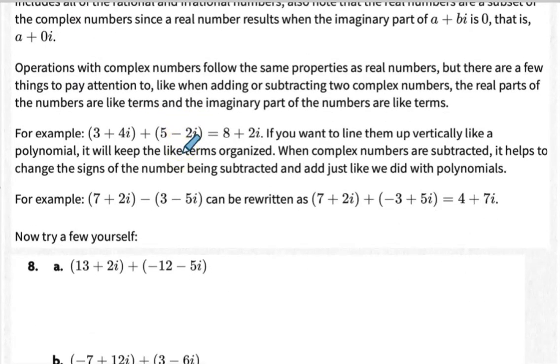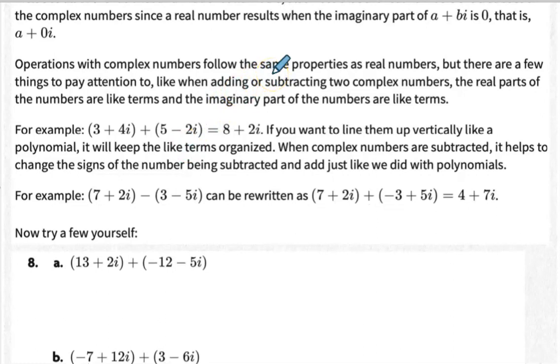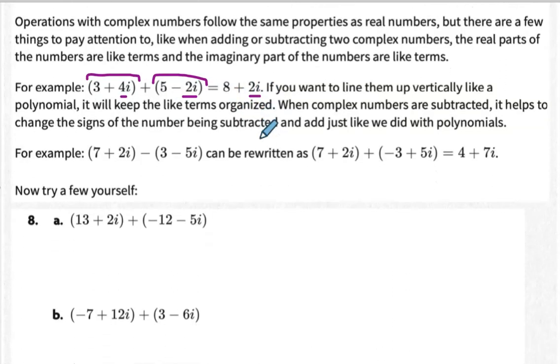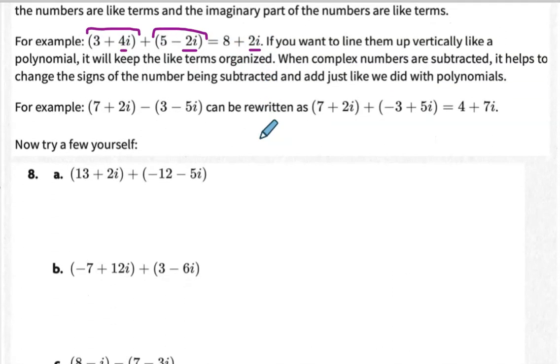Okay, operations with complex numbers follow the same properties. We really have to pay attention to the i's. So we're going to look at some examples with adding, subtracting, combining like terms, all that jazz. They give us an example, 3 plus 4i. So this is one imaginary number. 5 minus 2i, this is a second imaginary number. When I'm adding these, all I'm really doing is combining like terms. So I'm adding the real parts. 3 plus 5 gives me 8. And I'm adding the imaginary parts. 4i plus negative 2i gives me 2i. So it works just like combining like terms with a polynomial.